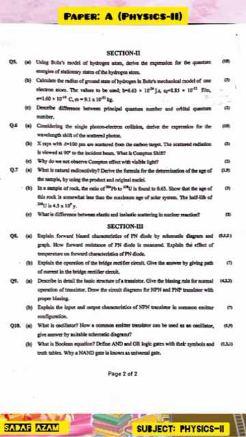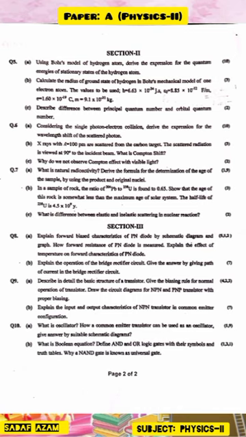Question number 9A. Describe in detail the basic structure of a transistor. Give the biasing rule for normal operation of transistor. Draw the circuit diagrams for NPN and PNP transistor with proper biasing. B. Explain the input and output characteristics of NPN transistor in common emitter configuration.